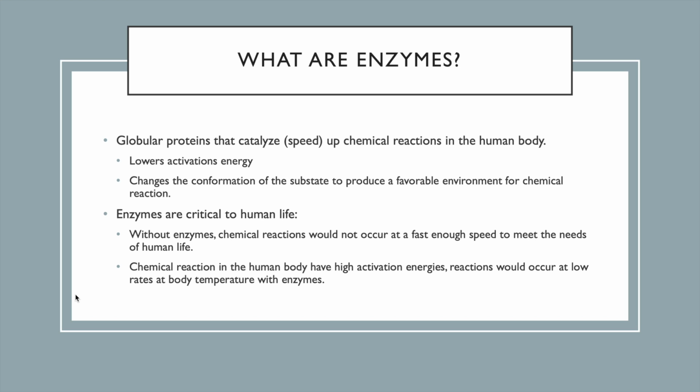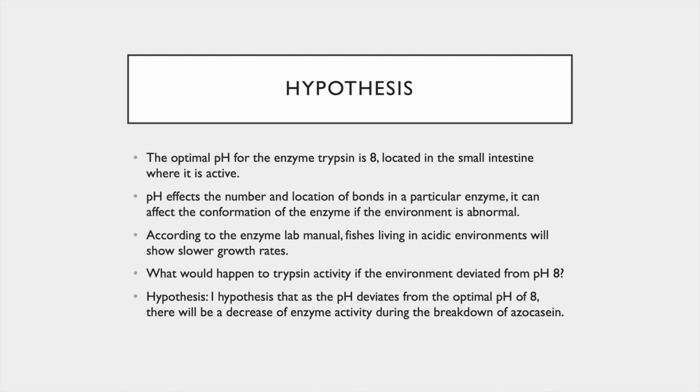The presence of enzymes is so critical to human life because without them, the chemical reactions in our body would not proceed fast enough to meet the needs of human life. This is largely due to the high activation energy chemical reactions in our body require. The optimal pH for the enzyme trypsin to work in the small intestine is 8.